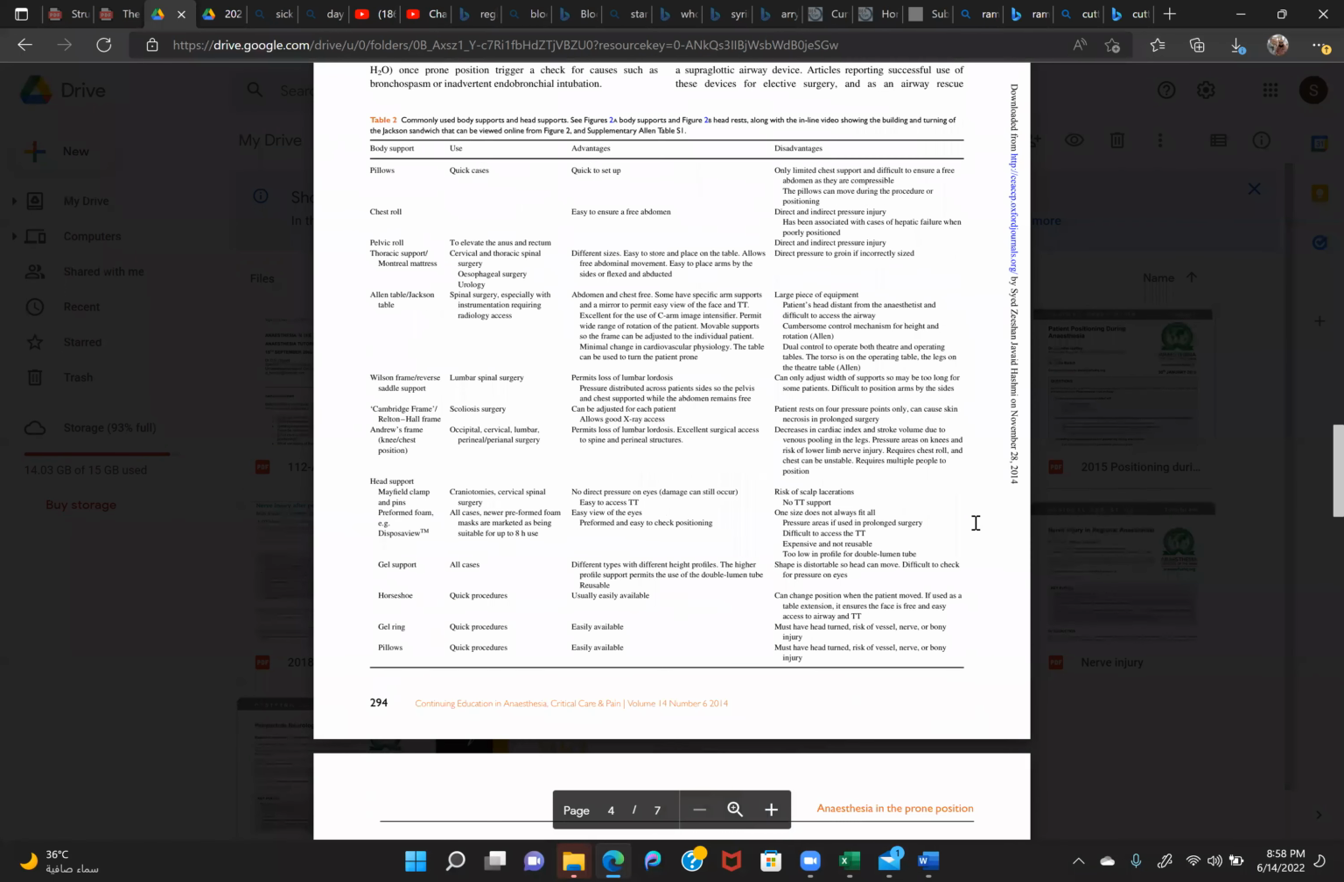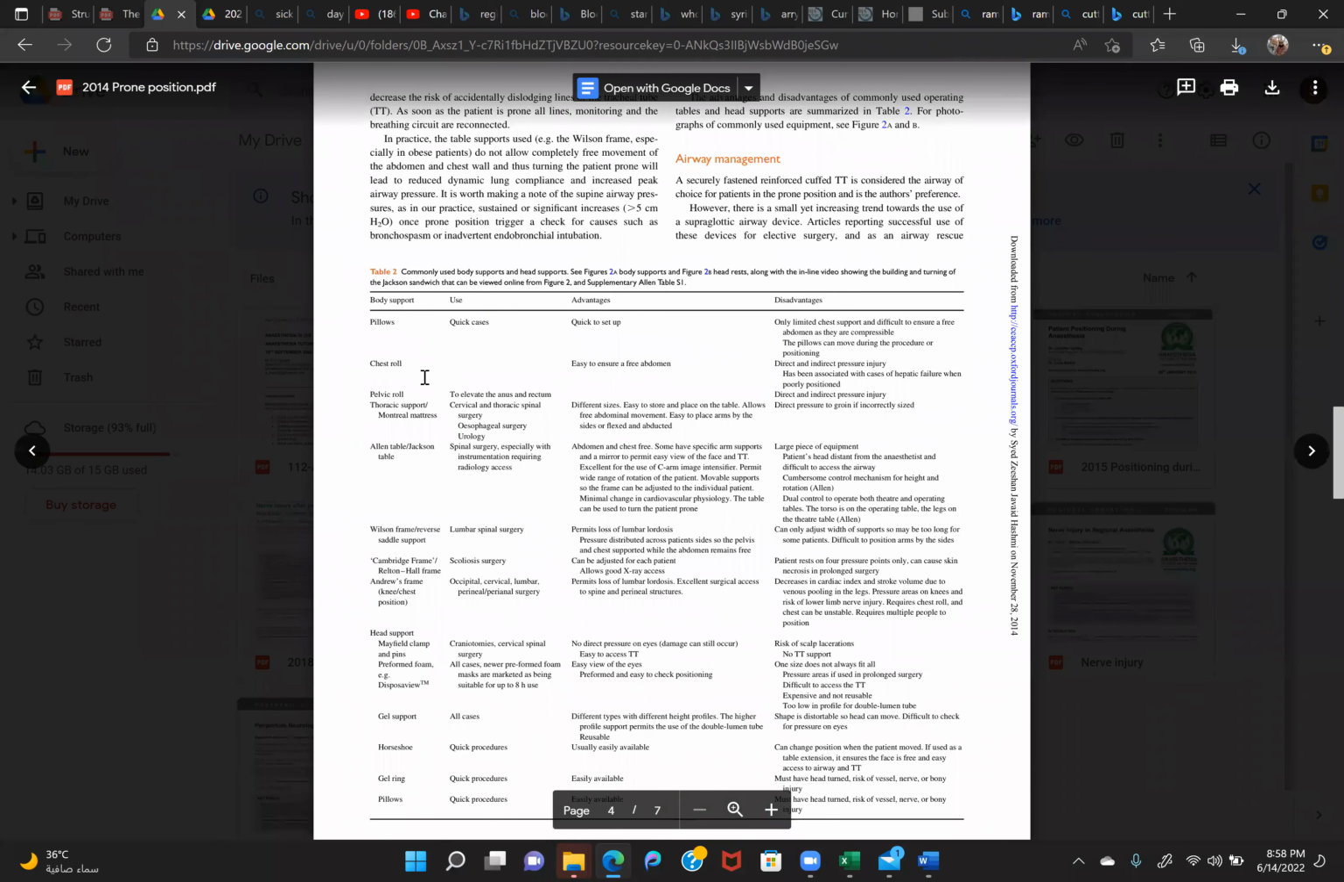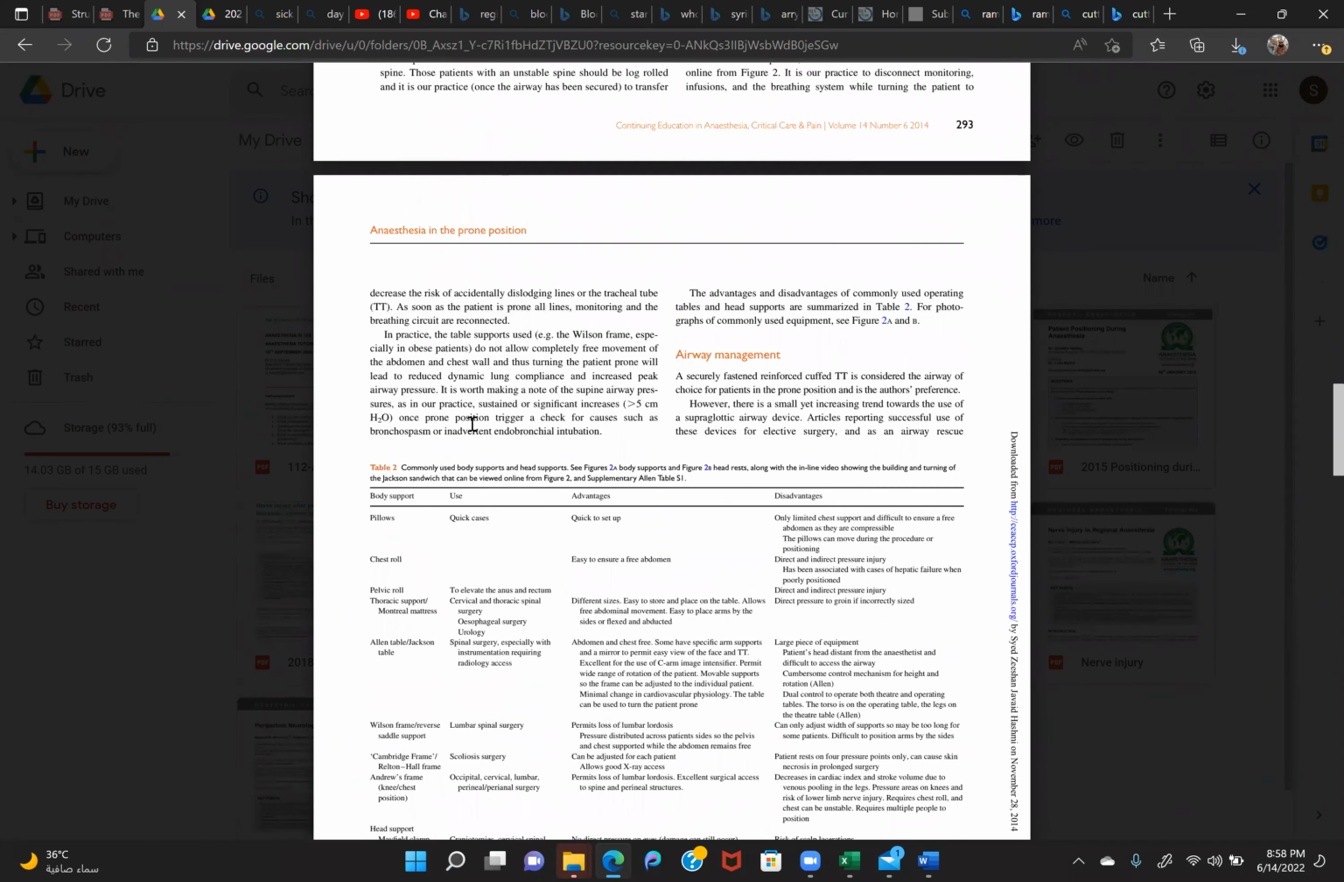But these are the things they are putting, the chest rolls. If you have another article with a picture, maybe I will be able to show it. There is a hole in the center for the abdomen to hang. Otherwise, in the normal tables, they put a roll under the chest and a roll under the thighs to make the abdomen free. If the abdomen is not free, there will be a reduction in cardiac output if the abdomen is compressed, and similar features of abdominal hypertension.